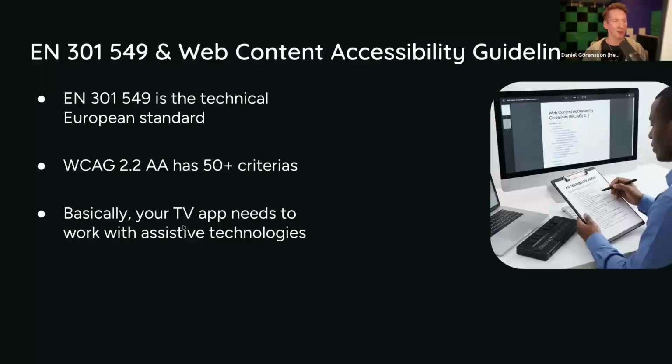But basically what it boils down to is that your TV apps need to work with assistive technologies like screen readers that we talked about today. So none of those issues that we were looking at can exist, because they are these criteria. Like a button needs to be coded as a button, and it has to have a label. Those are different criteria from the WCAG, right?